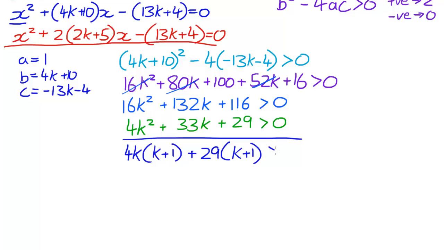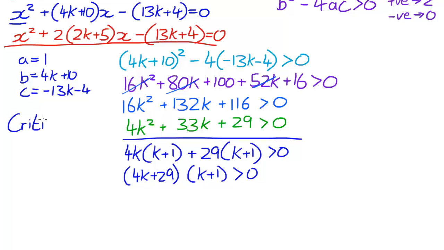To get this into 2 brackets, that's going to be greater than 0, and then we have our 2 brackets, 4k plus 29 times k plus 1. It's all going to be greater than 0. So then we have our 2 k values, what they're called critical values, or critical points even sometimes. So they are going to be minus 29 over 4, and the other one is going to be minus 1.